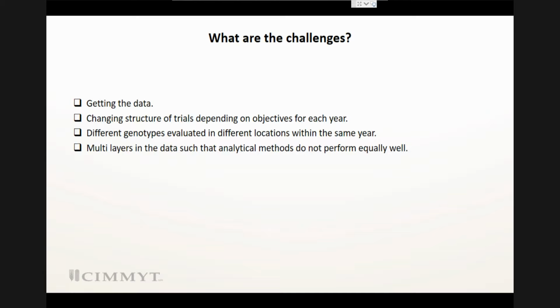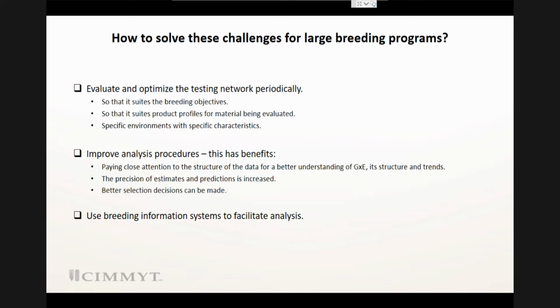So multi-layers ultimately can be seen in this data, and some analytical methods are suitable, some are not. So we are trying to focus on what works, and then we try to improve or develop on that, build on that. And so this is what I'm trying to do.